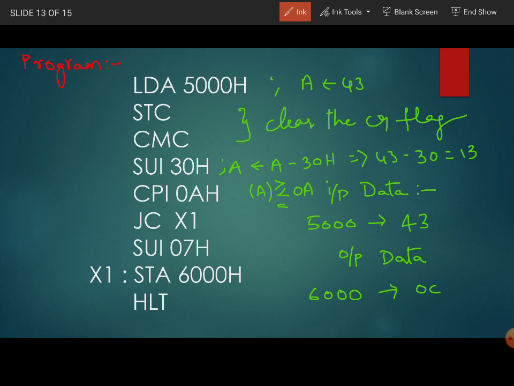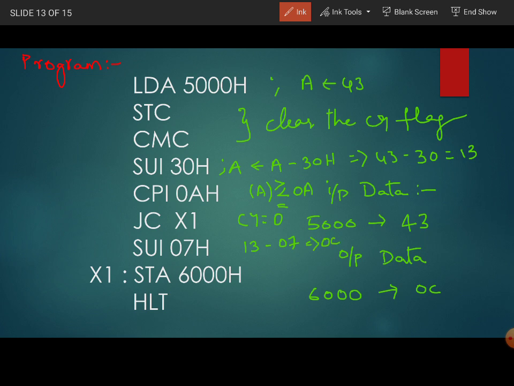Jump on carry to x1. So if there is a carry. Now in this case there won't be any carry. So when there is no carry, what happens? In this particular example, when A is 43, yes, carry flag will be equal to 0. So when carry flag is equal to 0, it does not take the jump. Now the data in the accumulator is 13 minus 07. A minus 07. So what is your result?